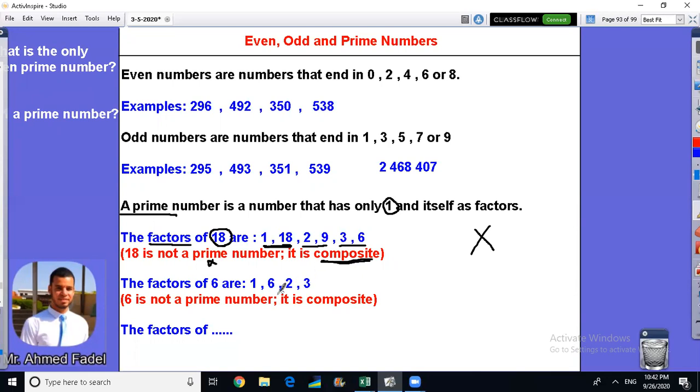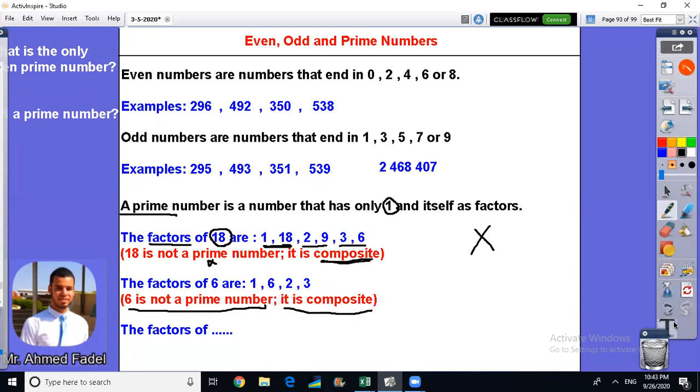The factors of 6 are, it means what are all the numbers that if you multiply by each other are going to give you 6. The first thing, of course, 1 and 6. And we also have 2 and 3. Because it's not only 1 and 6, so 6 is not a prime number. It is a composite number.